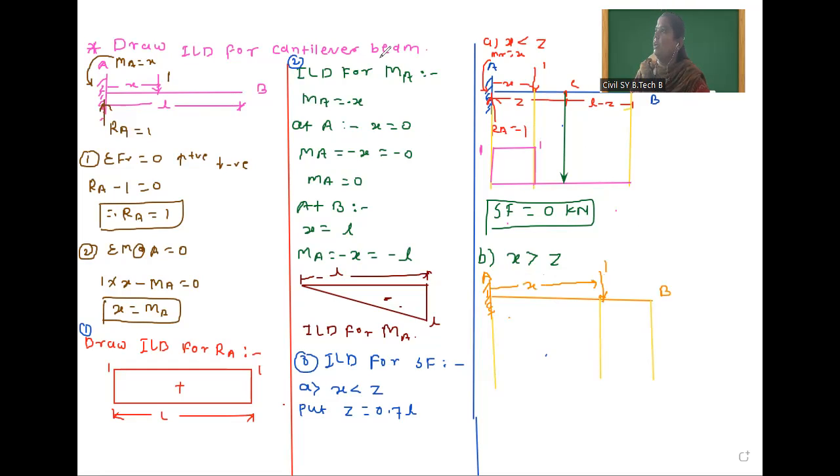Now we will locate z. Sorry, C here. Suppose C point. That means this distance is z and this remaining distance is L minus z. So for this you have to draw the shear force diagram. So here the RA force is there, which is equal to 1, and here one moment is there, MA.